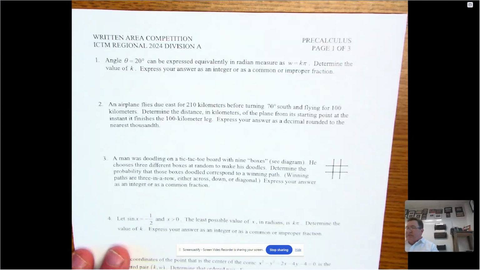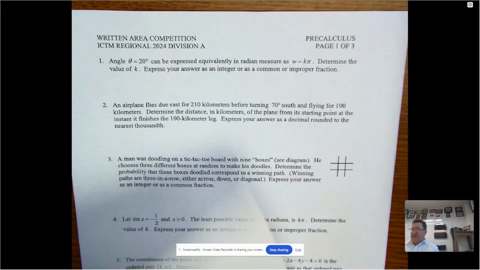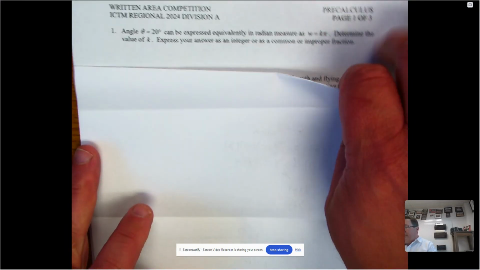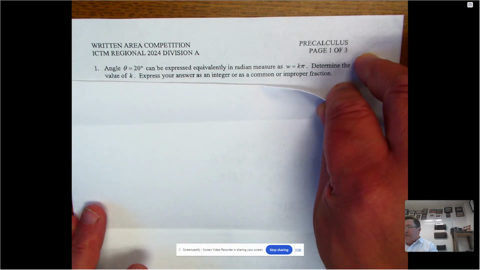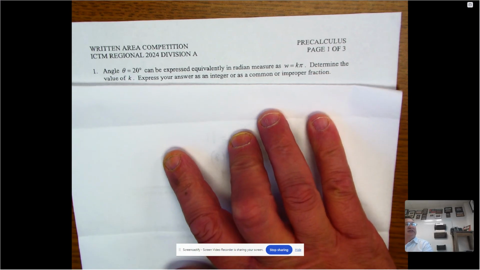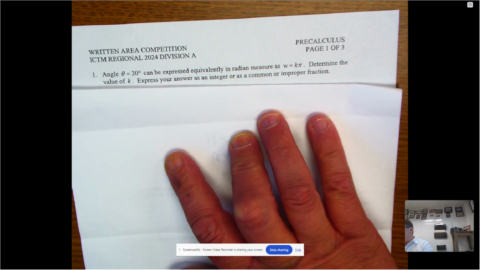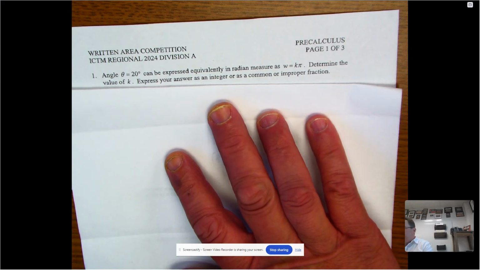And we'll try the pre-calc one. Okay, and so the pre-calc one says that the angle theta is 20 degrees. It can be expressed equivalently as W equals K pi. Determine the value of K. Again, this is question 1. It's not intended to be crazy hard here.